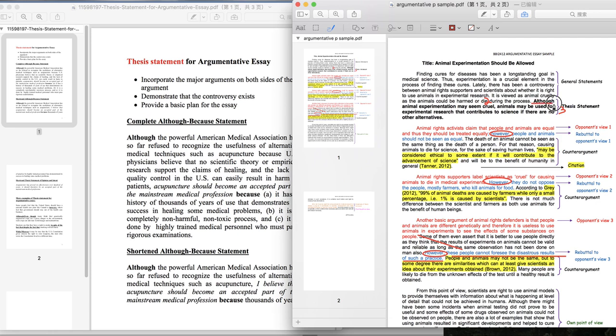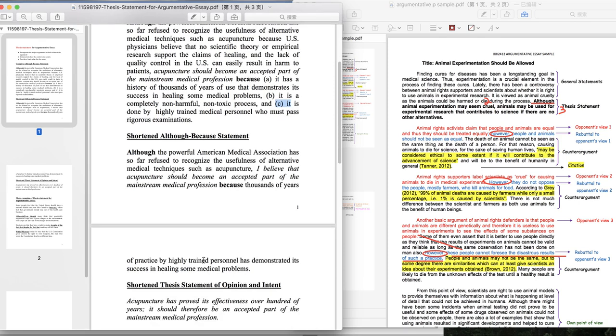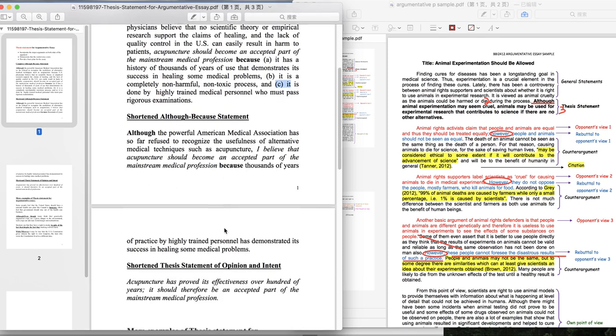Here's the keyword, although. So for any argumentative essays, you must have although and because for your thesis statement. It would be showed on your test, so please be careful. Although, because, and your reason 1, reason 2, reason 3. Okay, this is the shortened sample.